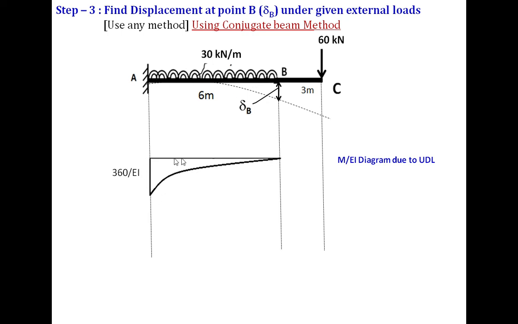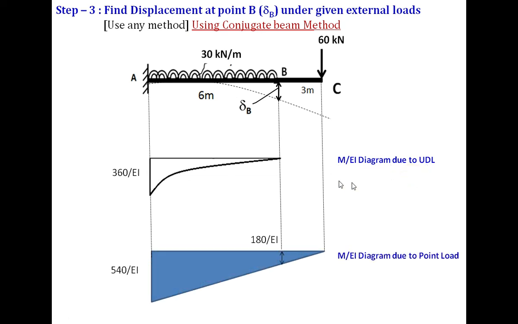The diagram will be a parabola like this, 30 into 6 into 3, which is 360 by EI, is the ordinate here. This is the M upon EI diagram due to UDL. Due to this 60 load, this is 9 meters, and the bending moment diagram will be a triangular shape, 60 into 9, 540 by EI, and this is the M upon EI diagram due to the point load. At this point the ordinate will be 60 into 3, 180 by EI.